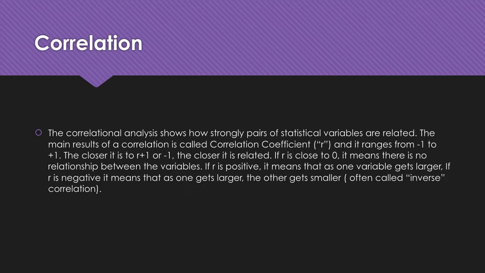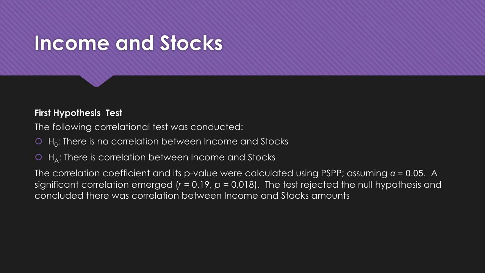We'll start with the first test, so the income and stocks. So here our null hypothesis is there is no correlation between income and stocks, and our alternative hypothesis is there is correlation between income and stocks. So in order to get the correlation coefficient and its p-value, we used our PSPP software. Also here we kept an assumption that alpha was equal to 0.05.